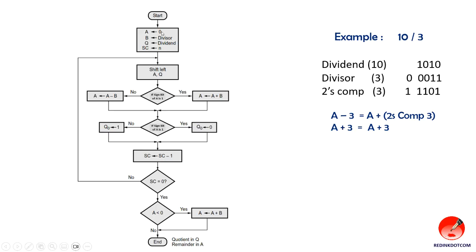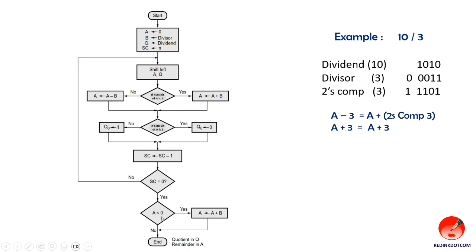After setting these initial values, first we shift the A and Q register left and check the sign bit of the A register content. If it is 1, you do the addition operation. If it is 0, you do the subtraction operation. Then again you check the sign bit of the A register content. If it is 1, you put 0 in the Q0 position, and if it is 0, you put 1 in the Q0 position. Then decrement the sequence counter value and repeat this operation up to n number of times.